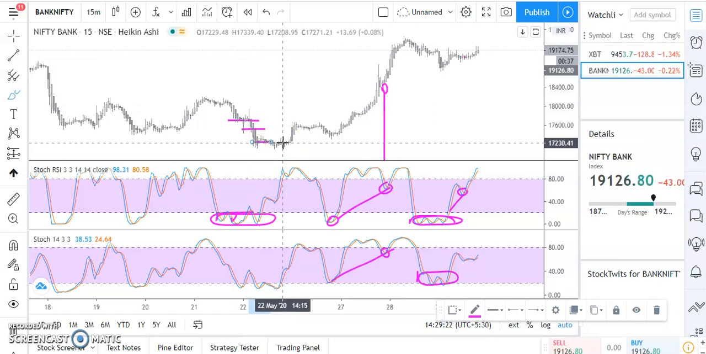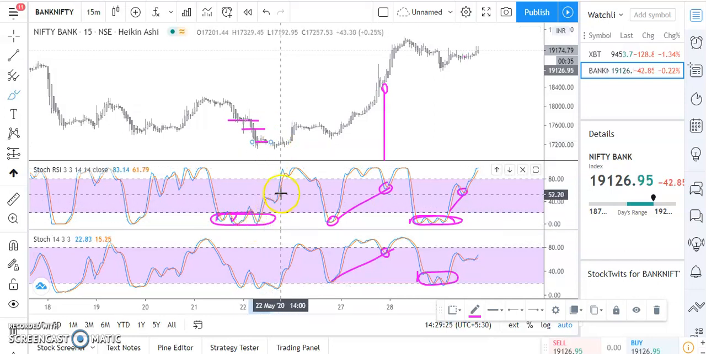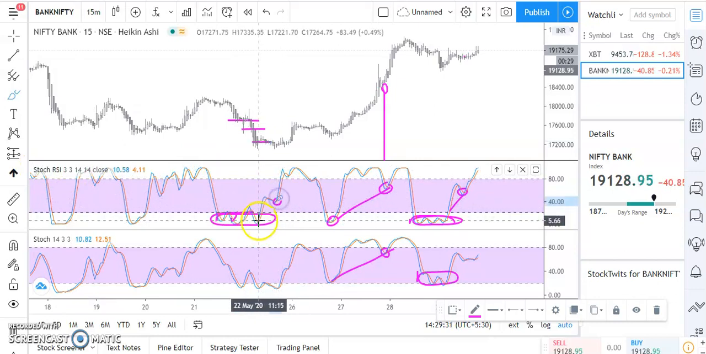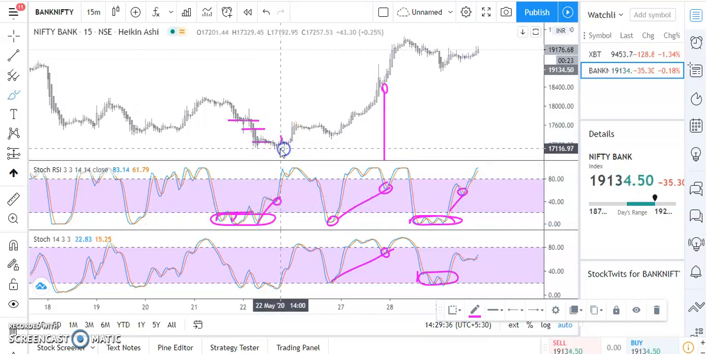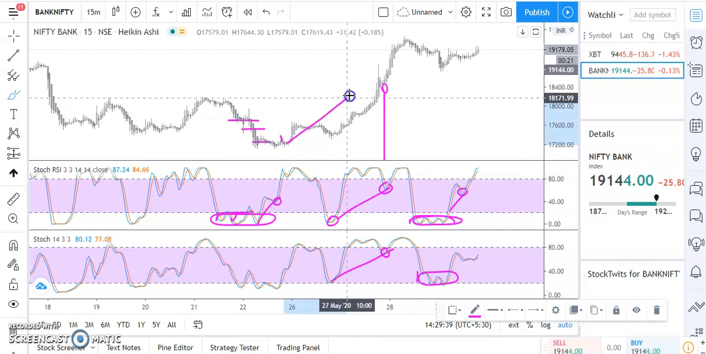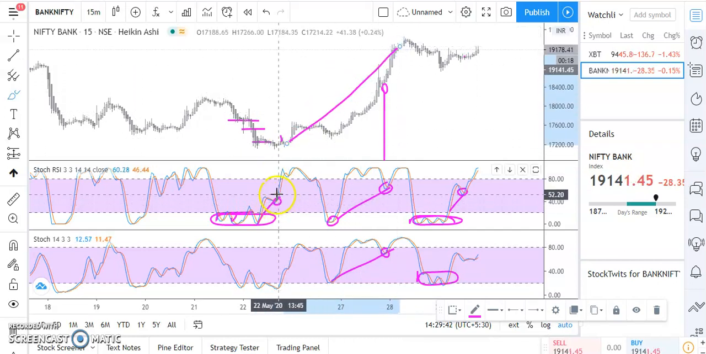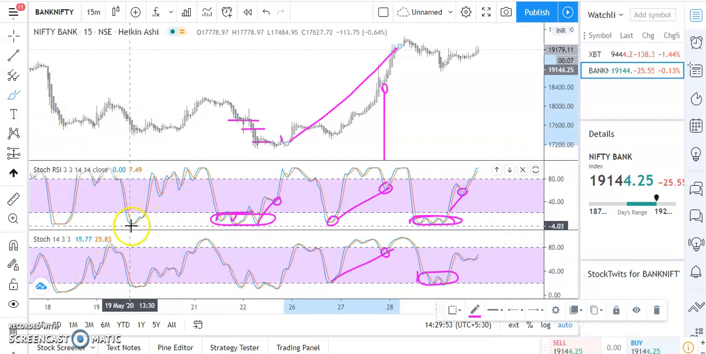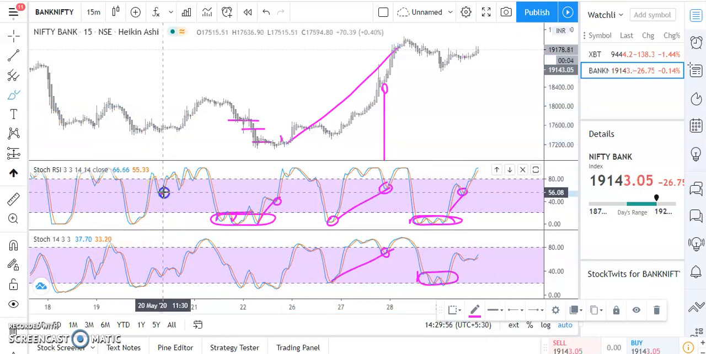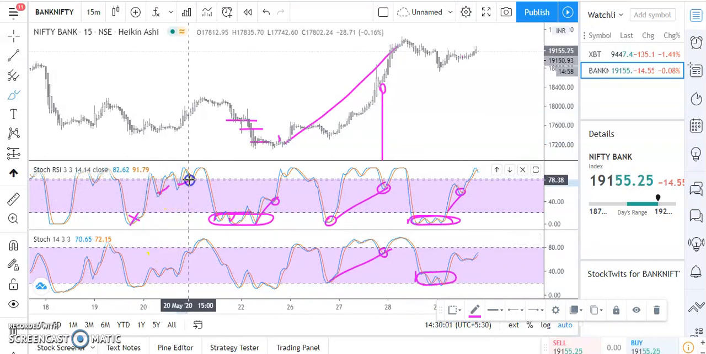Coming to the jump strategy, look at the stochastic RSI. The crossover happened here, the second crossover, and this crossover is greater than the previous crossover. Jump, that means you have to enter here. If you had entered here, you got a nice rally. So always enter at the second crossover, and remember that the second crossover must be higher than the previous crossover. Consider even here. Don't enter here, enter here. This is not the area to enter. Always enter here.